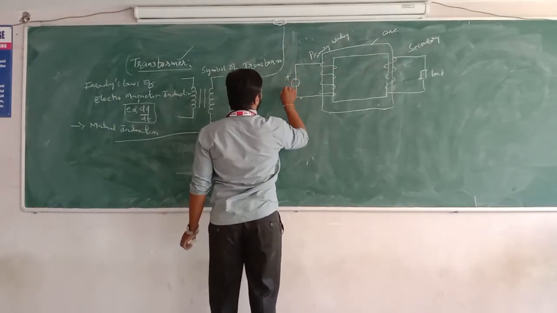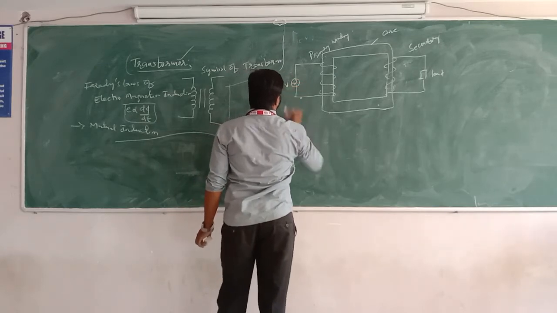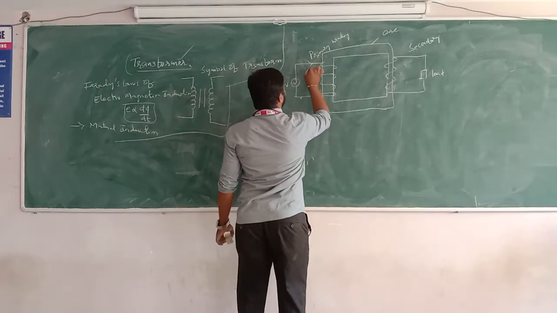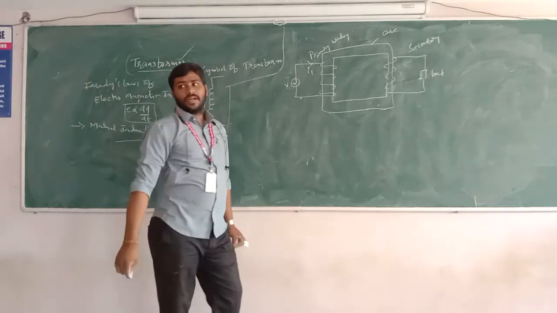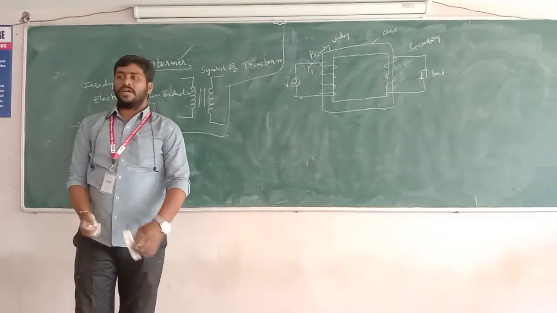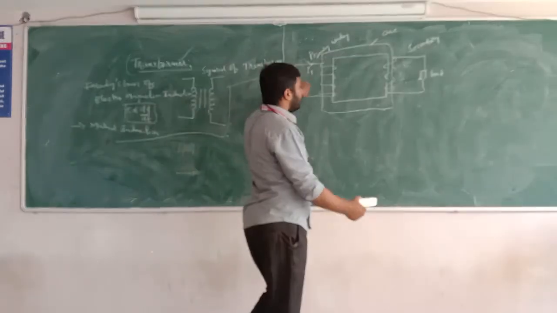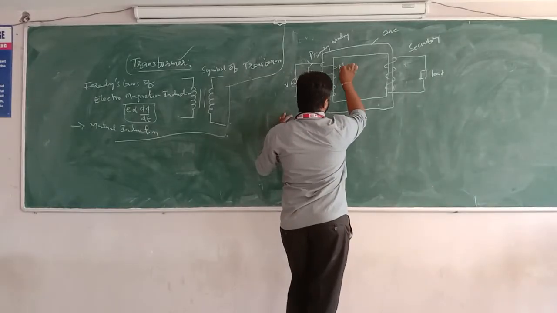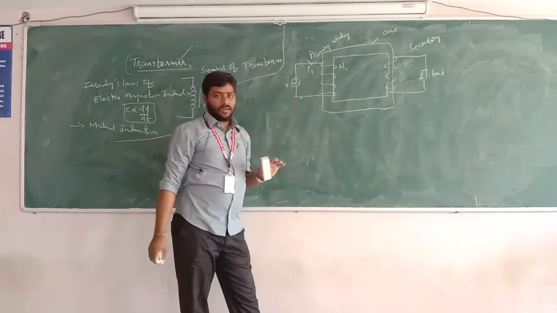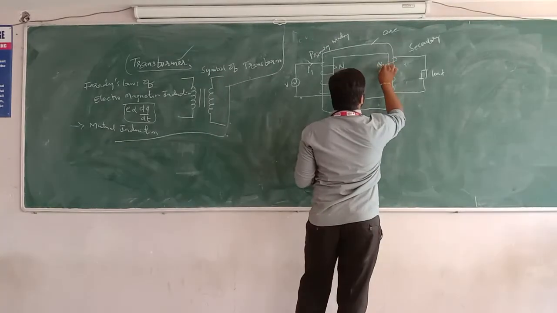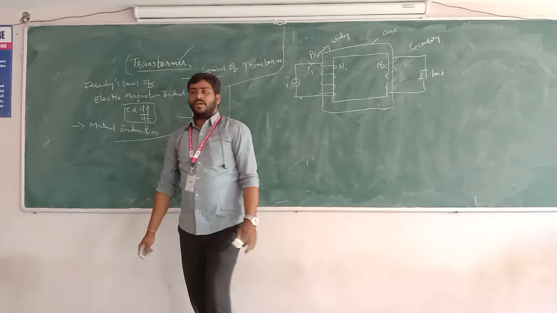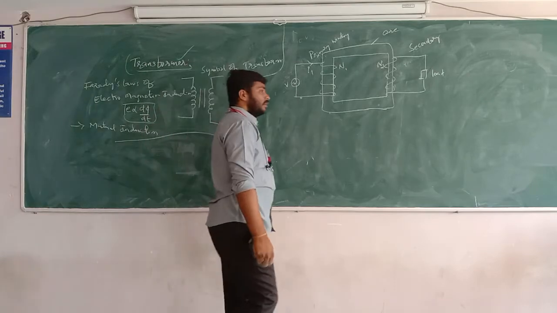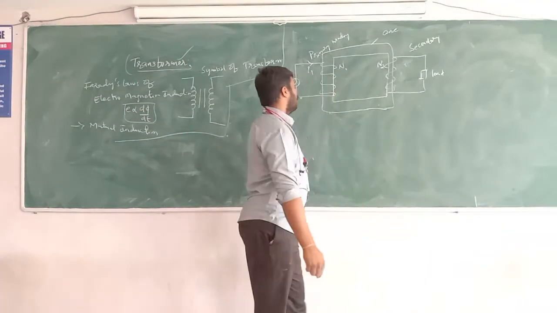I am applying some voltage from the supply. Because of this supply, some current is flowing through the primary winding. That is the primary current I1. These are the number of turns of the primary winding, N1, and these are the number of turns of the secondary winding, N2. N1 is the number of turns on the primary winding, and N2 is the number of turns on the secondary winding.